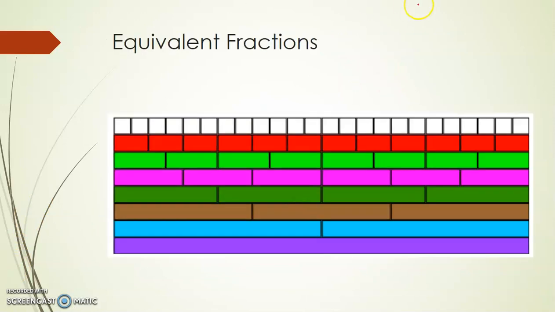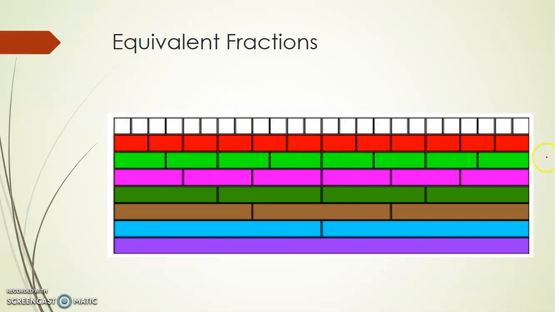So equivalent fractions are fractions, one or more fractions that have the same value. ഒന്നോ അതിൽ കൂടുതലോ ഫ്രാക്ഷൻസിന് സെയിം വാല്യൂ വരികയാണ് എന്നുണ്ടെങ്കിൽ അങ്ങനെയുള്ള ഫ്രാക്ഷൻസിനെയാണ് നമ്മൾ equivalent fraction എന്ന് പറയുന്നത്.